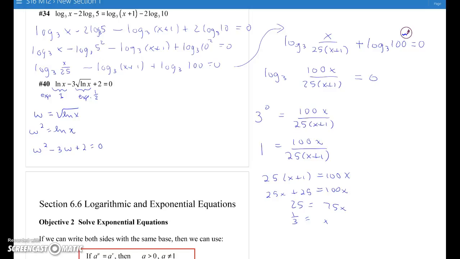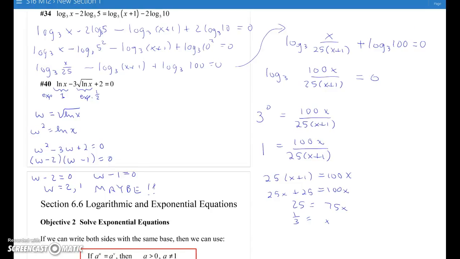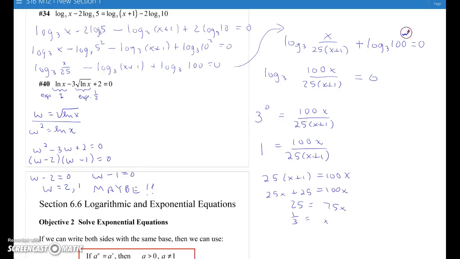And say, oh, this is one we know how to do. I'm going to have w minus 2 and w minus 1 equaling 0. Then by the zero product property, we know either w minus 2 equals 0 or w minus 1 equals 0. So w could equal 2 or it could equal 1. But remember, when we're at this spot, we're at maybe. We have to check. So now let's go back and see what w equaled. Well, it equaled the square root of ln x.